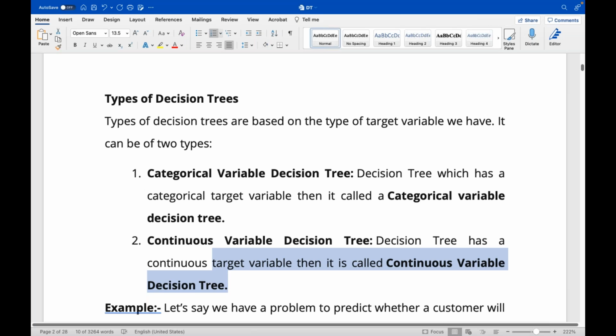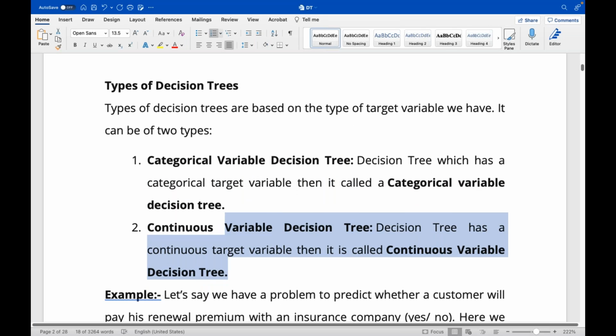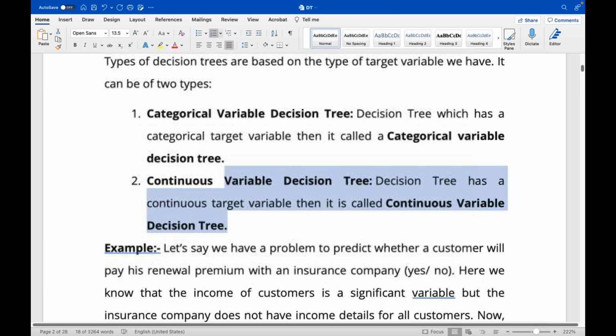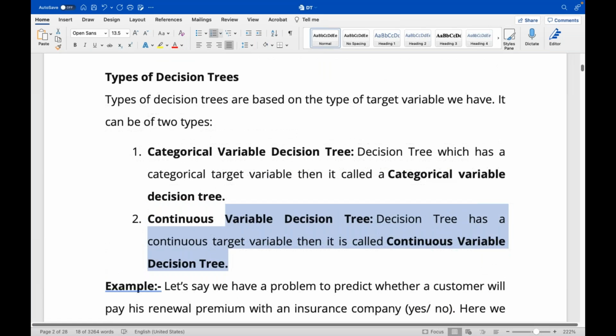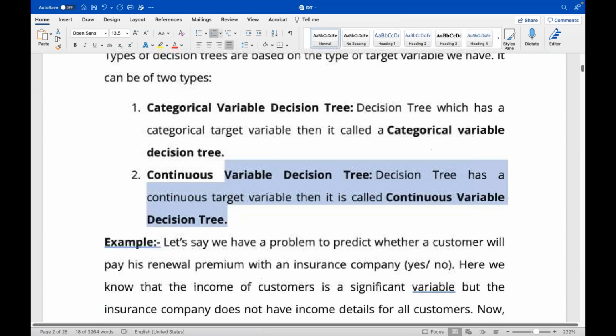That means when the target data is continuous, we use the continuous variable decision tree, and the other is the categorical variable decision tree. Categorical variable decision tree means solving classification problems, and continuous variable decision tree means solving regression problems. Based upon the type of the target variable, we have two types of decision trees: categorical variable decision tree and continuous variable decision tree.